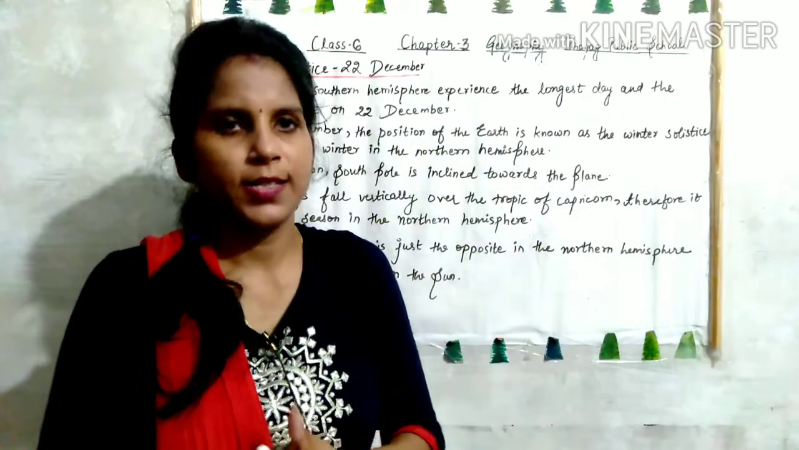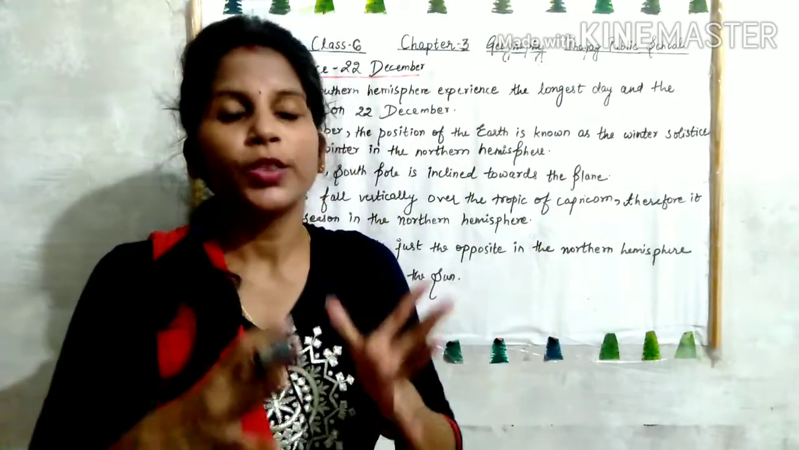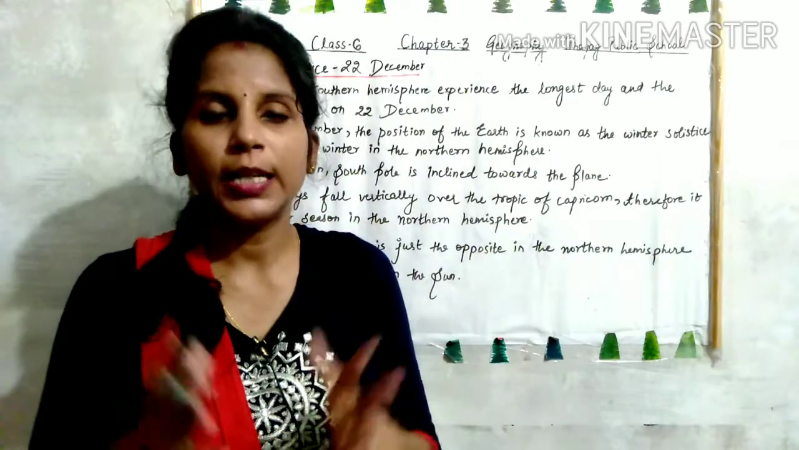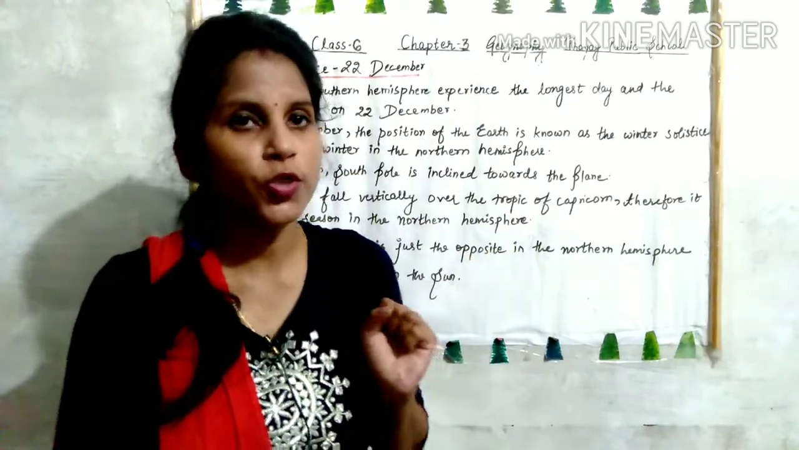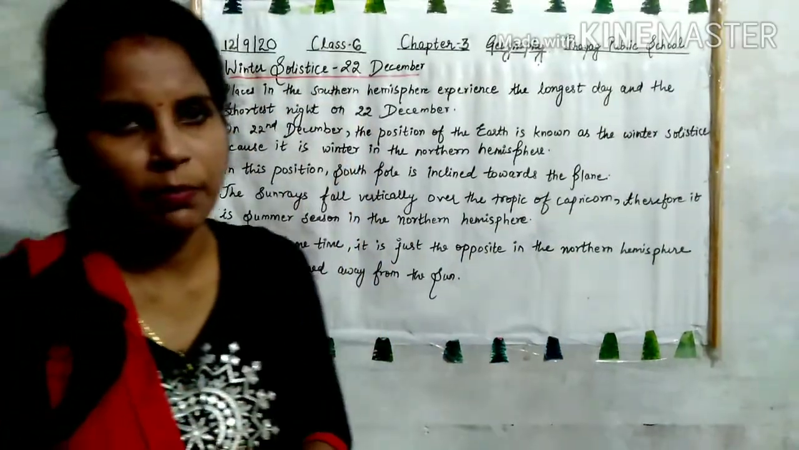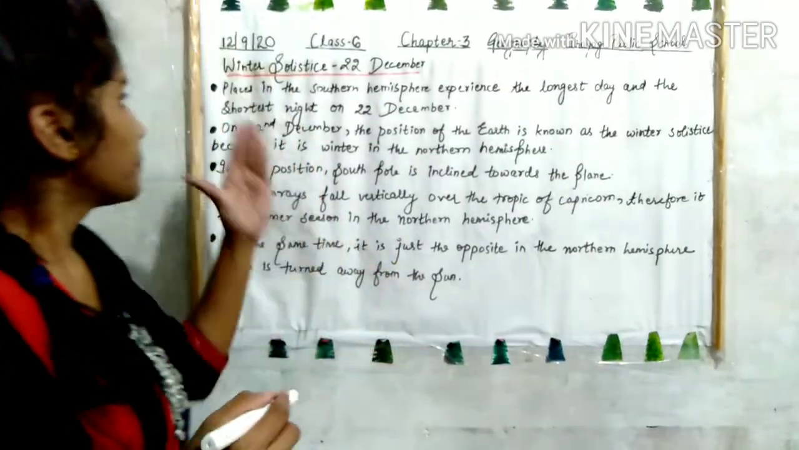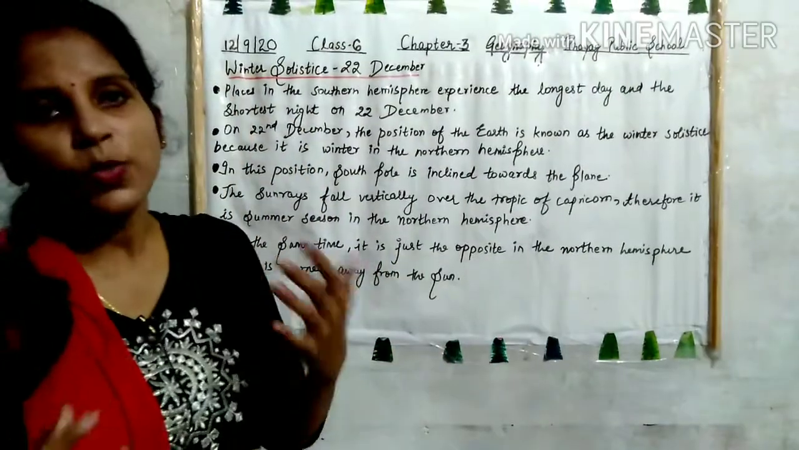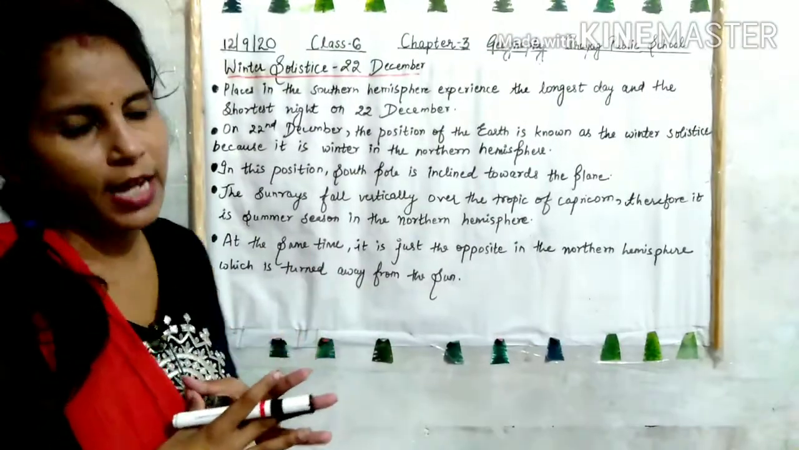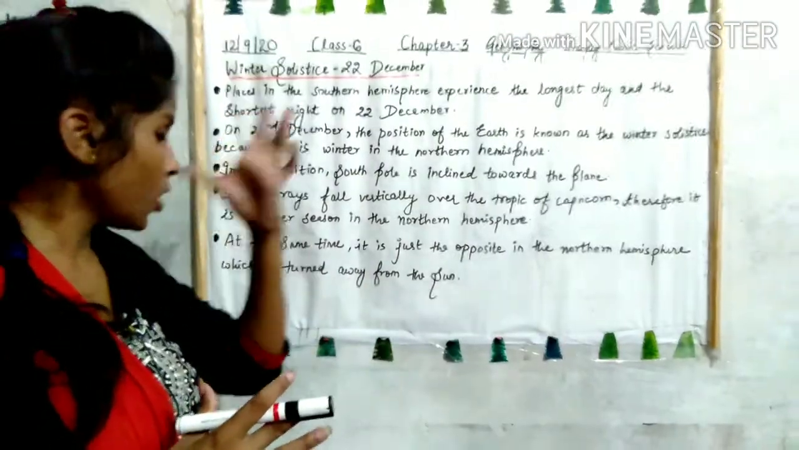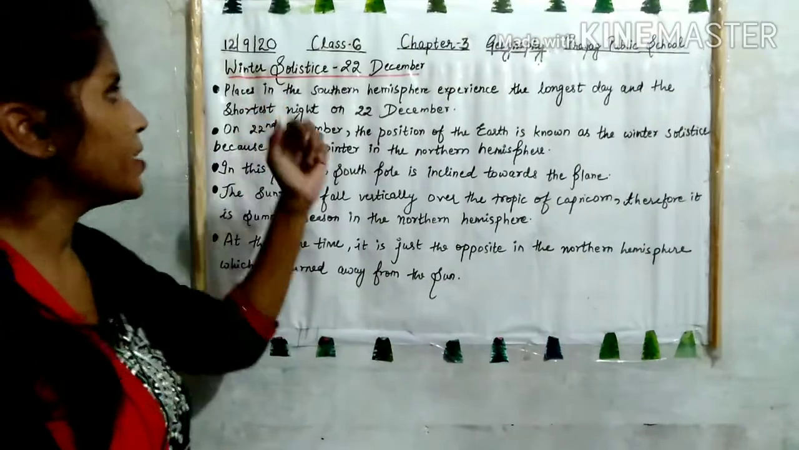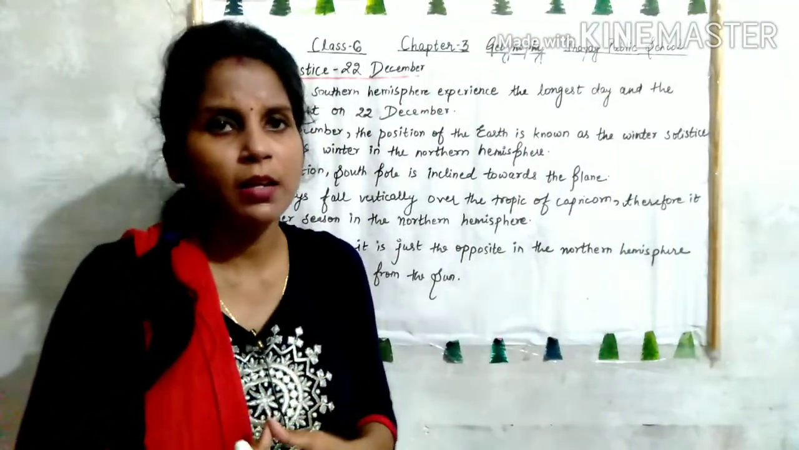Winter solstice. So what is solstice? The position of the earth in its orbit on 21st June and 22nd December is called solstice. Previously we studied summer solstice, which was on 21st June. Now winter solstice, which is on 22nd December.